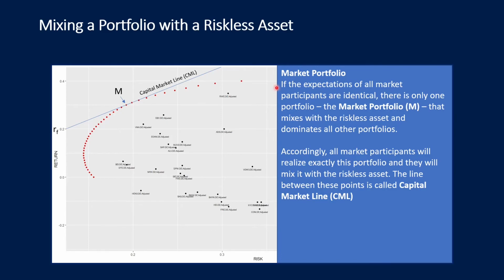If the expectations of all market participants are identical, there's only one portfolio, the market portfolio M, that mixes with a riskless asset and dominates all other portfolios. Accordingly, all market participants will realize exactly this portfolio, and they will mix it with a riskless asset. The line between these points is called the capital market line, or CML.